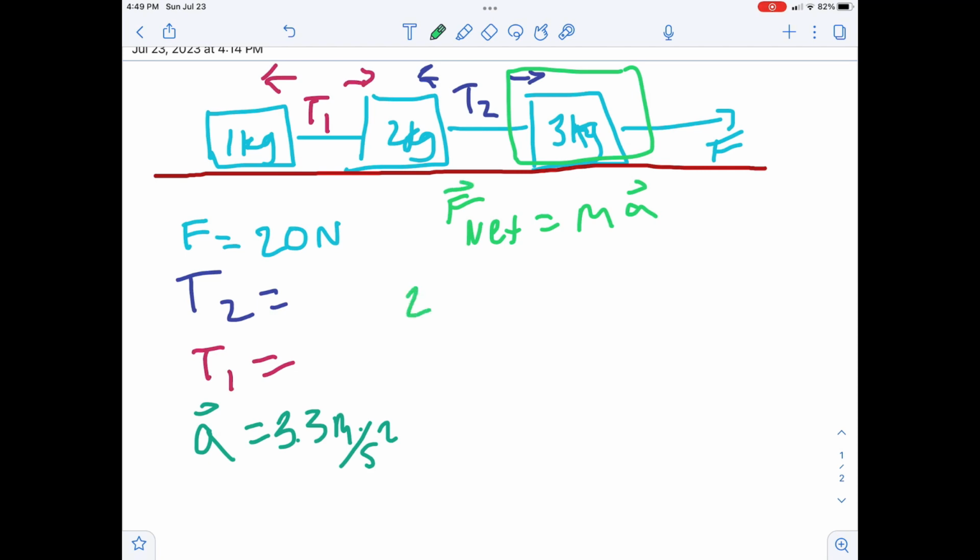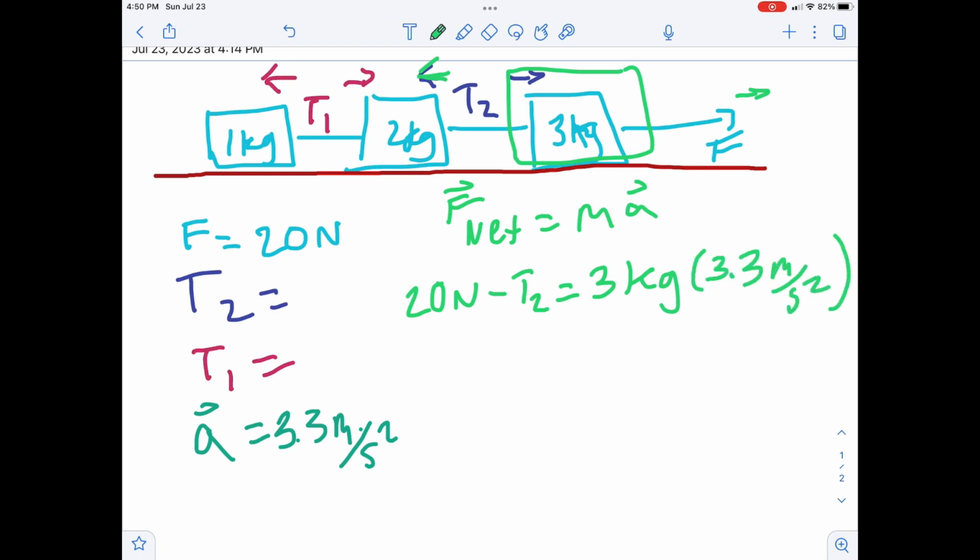Well, I know that my net force is going to be the 20 newtons acting on block 3 to the right, but then I also have the force of tension pulling block 3 backwards to the left. So that will be minus the force of tension. And that is going to be equal to my mass, which is 3 kilograms, times my acceleration, which is 3.3 meters per second squared. So now if I just rearrange this, I get 20 minus 9.9, and that's equal to tension 2. So I get that tension 2 is equal to 10.1 newtons.